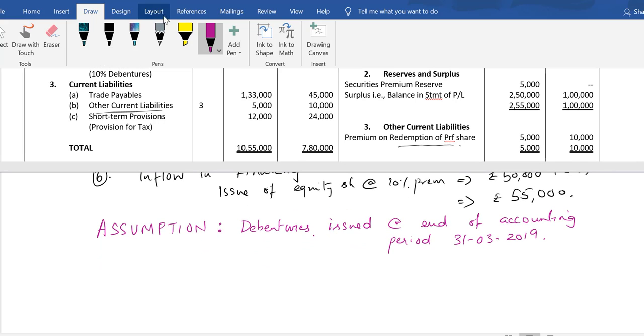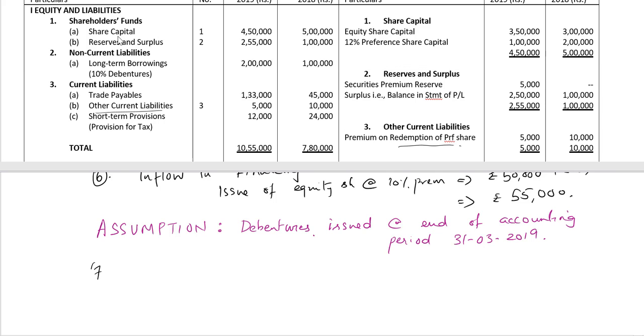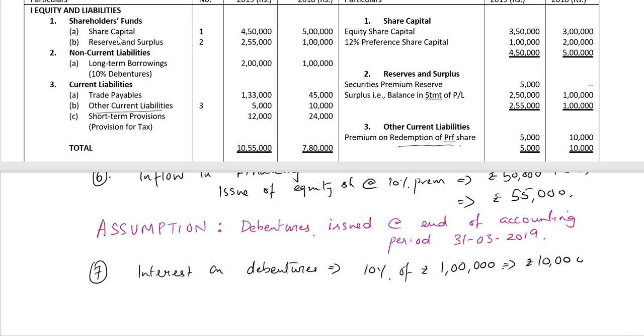So based on that, we understand that the 7th point, interest on debentures, is 10% on the debentures which were there throughout the year. The 1 lakh issue has been made at the last date of the accounting period. So it's 10% of rupees 1 lakh, the debentures that were there throughout the year, which comes up to rupees 10,000 interest on debentures.